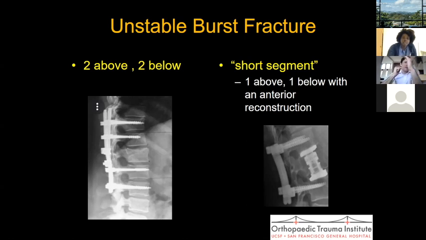But if it's like a T12 burst, then the difference in terms of the mobile segments, whether we do short segment or long segment, is very minimal. We're either going down to L1 or to L2. And so again, it's patient factors, what their activity level is, what they're hoping to get back to, as well as the fracture location that really determines which one of these we pursue.